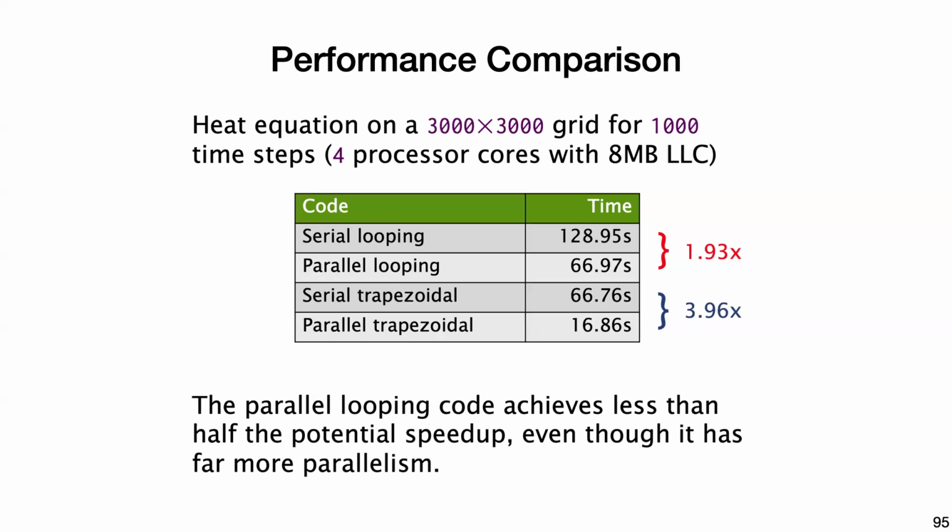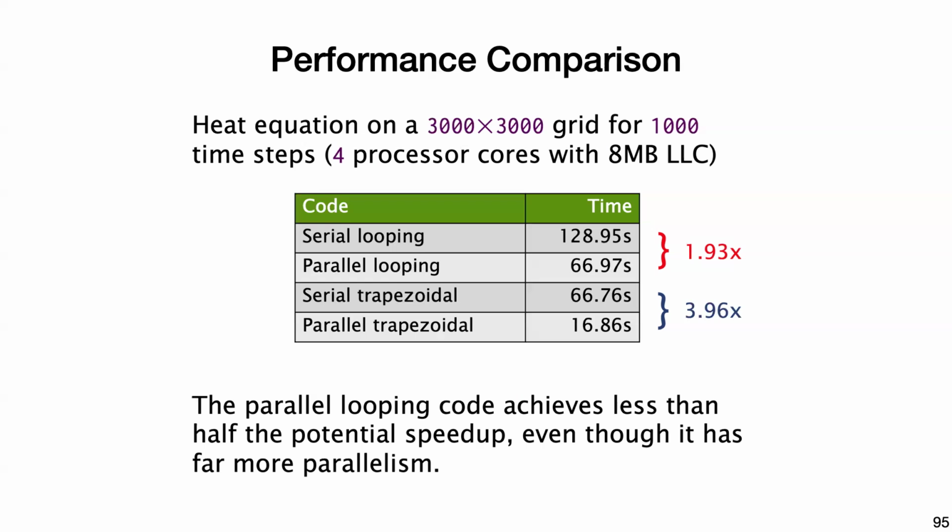In the trapezoidal version, the parallelism is more complicated because we have to do the space cuts in a different way. But the original time is about 67 seconds, and then it goes down to about 17 seconds. So that's almost a 4x speedup on 4 processors, and that's almost the best we can hope to do. We have 4 processors, so the max speedup we can hope for is about 4.